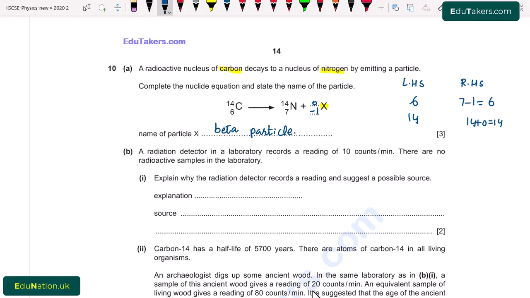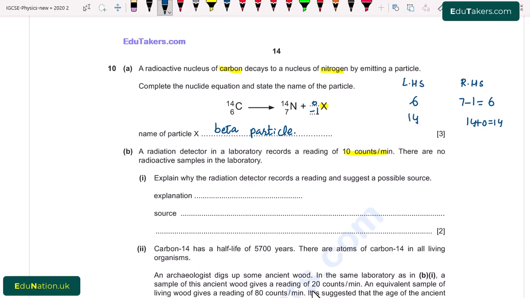Part B. A radiation detector in a laboratory records a reading of 10 counts per minute. There are no radioactive samples in the laboratory. Explain why the radiation detector records the reading and suggest a possible source. Here in the laboratory there is no radioactive sample that emits radiation, but still the detector records 10 counts per minute. We have to explain the reason for that.